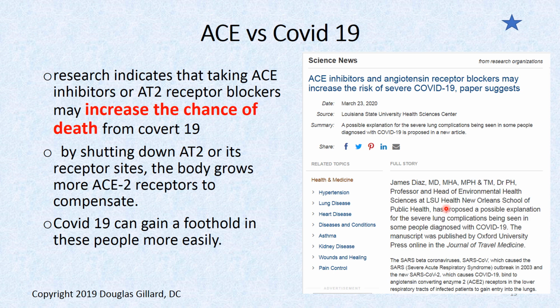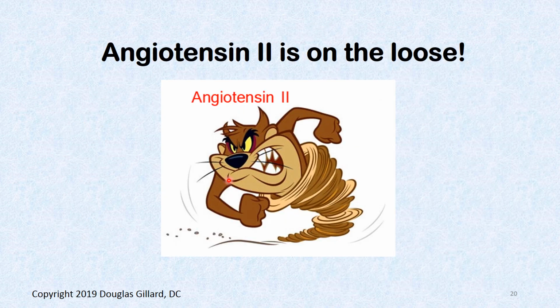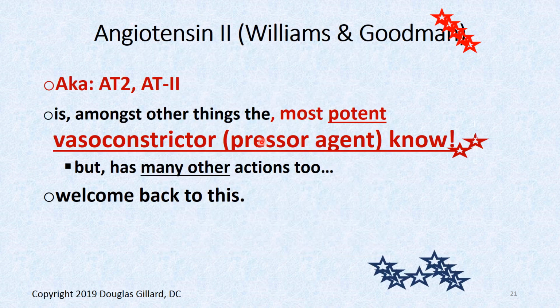This is the first one that I haven't dug into too deeply, but that sure makes a lot of sense to me. So if I was on ACE inhibitors, I wouldn't be on them anymore after I read this article. I would wait till we got a vaccine for it, and then I could start them later when this is under control, because that makes a lot of sense to me. Anyway, kind of digressed a little bit. So there's angiotensin. It's on the loose.